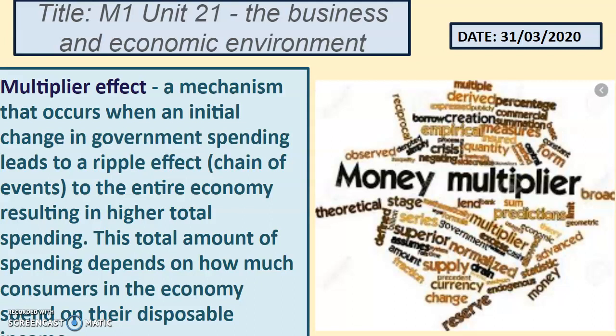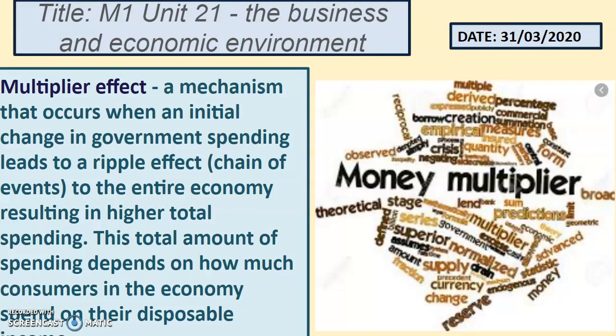So what does this definition really mean? We looked at this a while ago, and I explained that if the government spends money on services such as the education sector and the health sector, the money that they spend on these two sectors becomes somebody's income. So teachers, nurses, doctors, they all get an income from the government.